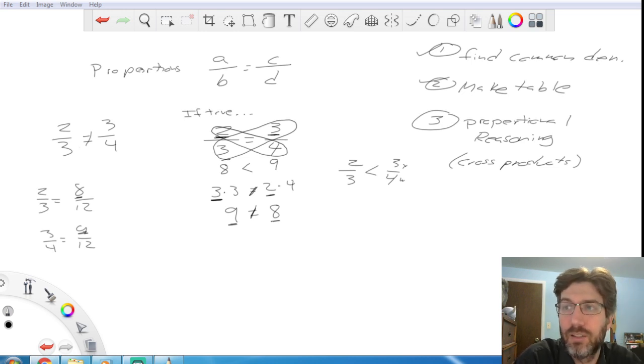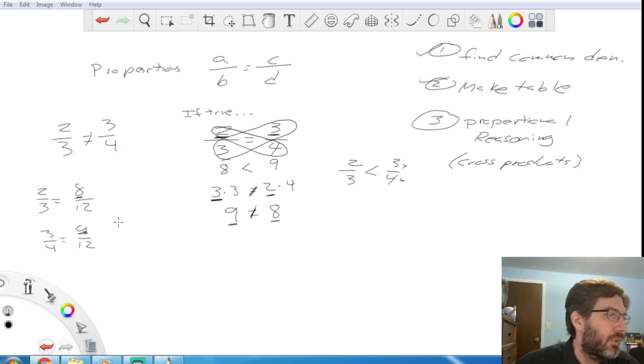Where does the 9 and 3/4 does not equal 9/12 come from? The 9 and 3/4 does equal 9/12.